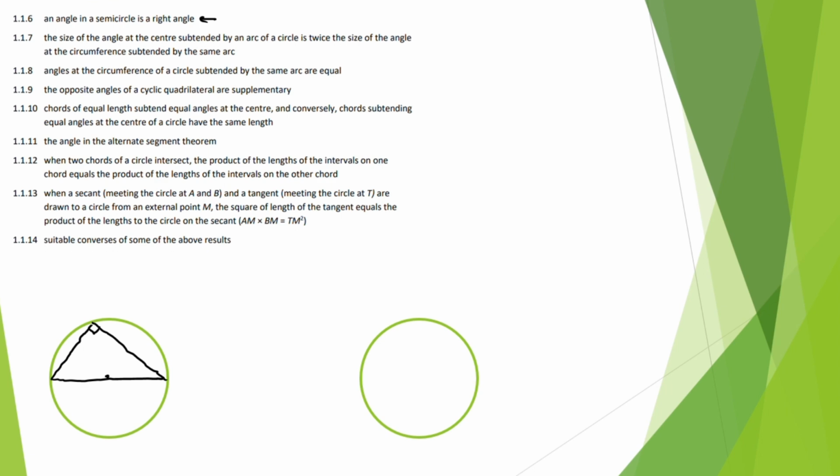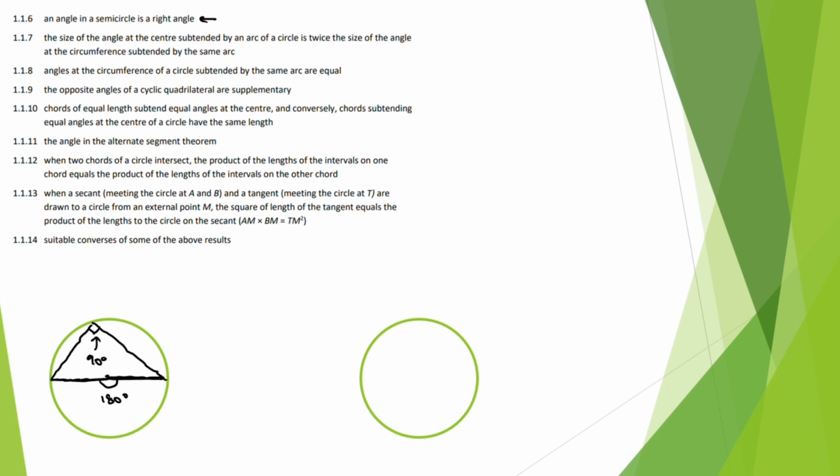And the reason why this is the case is, if you notice here, this is an angle at the center subtended by this arc. And this is an angle at the circumference subtended by the same arc. Okay? So if I consider my angle here, that's 180 degrees, that must mean that the angle at the circumference must be half of that, and therefore it's 90 degrees. So the angle in a semicircle is a right angle is a natural consequence of the size of the angle at the center subtended by an arc of a circle is twice the size of the angle at the circumference subtended by the same arc. Okay? So that's 90 degrees here.